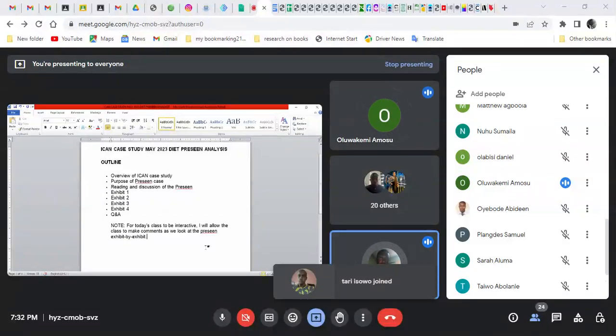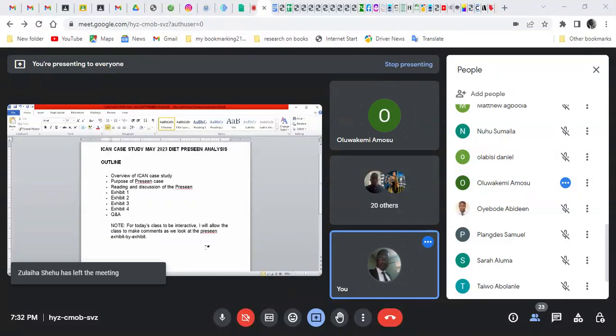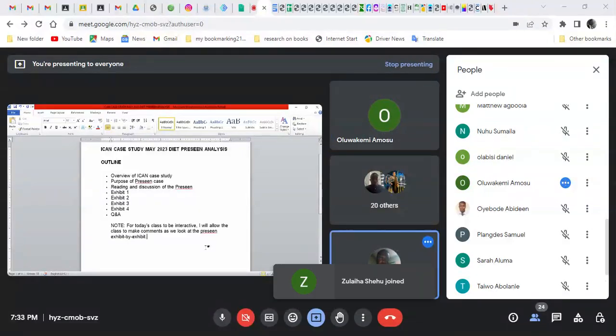Then we start looking at the present exhibit by exhibit. Apart from exhibit one that I will try to read, like I've sent a notice since 2 days ago that you guys should read the exhibit, we might not have the time to read other exhibits like exhibit two, three, maybe four. So I will flip through over it and then I will allow you to make comments. We'll do that for each of the exhibits. Then at the end of the day, we have a Q&A session whereby you can ask your questions and you can also make contributions.